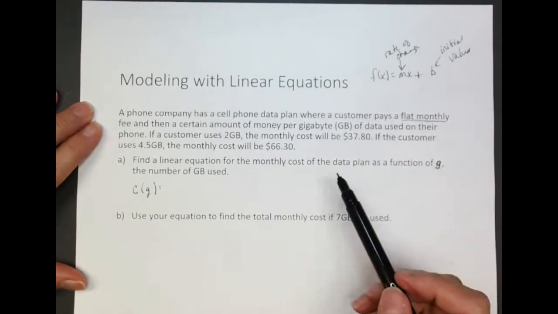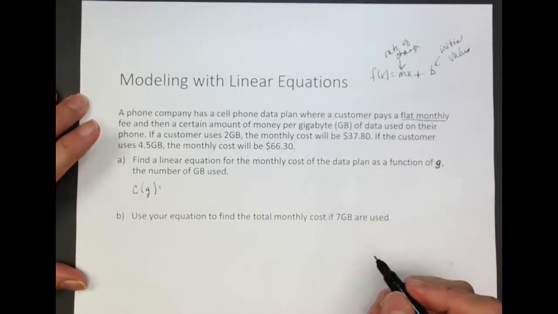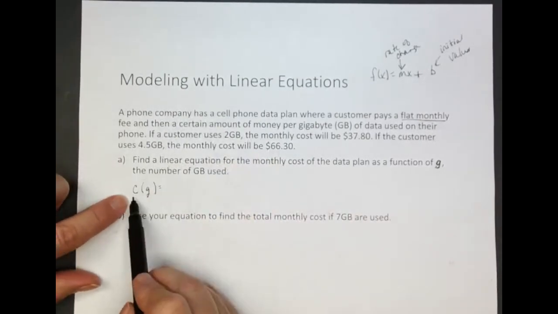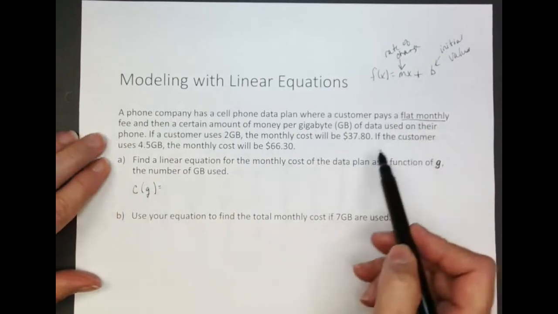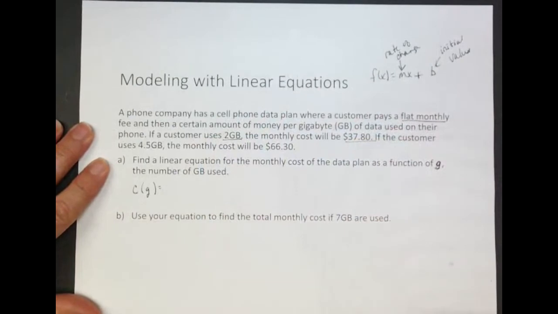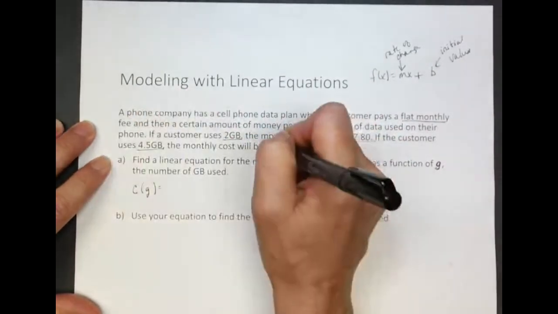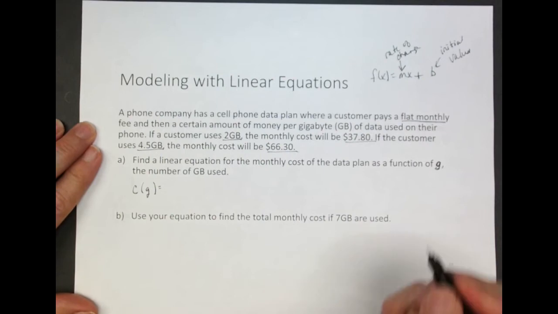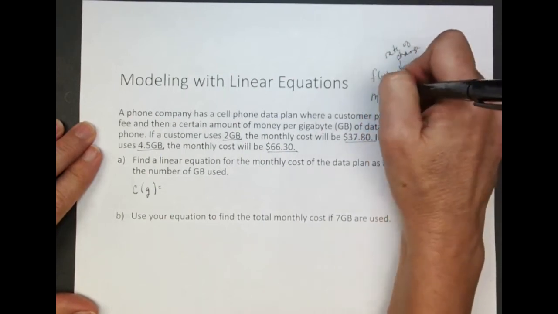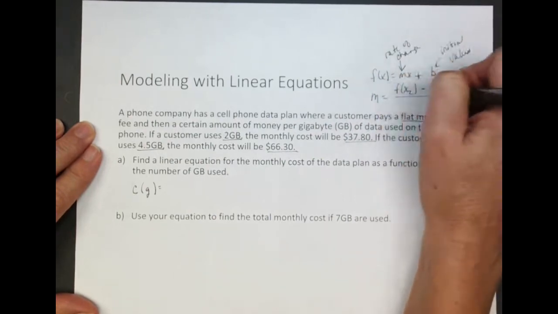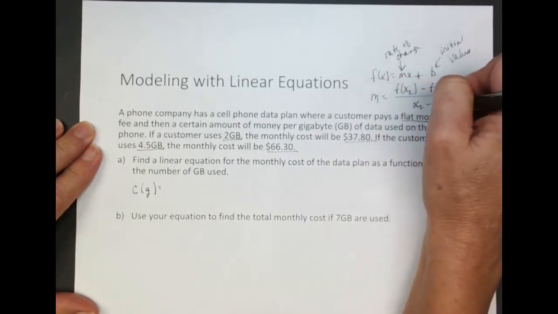We know two sets of inputs and outputs here. The input to this function is going to be G, the number of gigabytes used. The output is going to be the cost. So with the data that we have, 2 gigabytes results in a cost of $37.80. 4.5 gigabytes results in a cost of $66.30. With those two sets of inputs and outputs, we can determine the rate of change, because again, the rate of change is the difference in the outputs over the difference in the inputs.